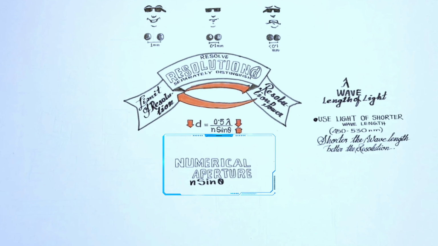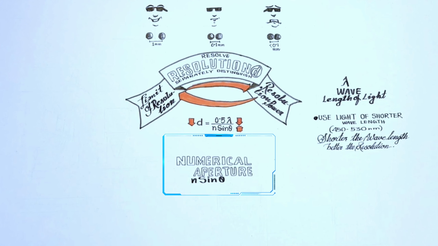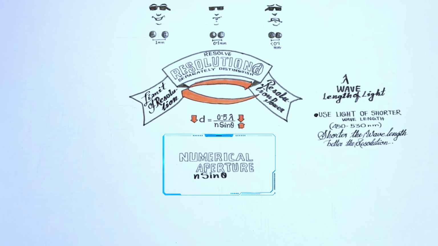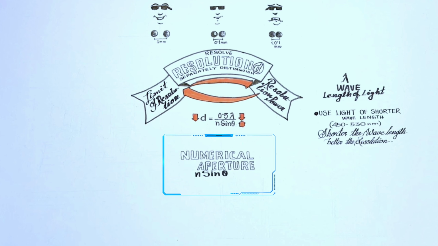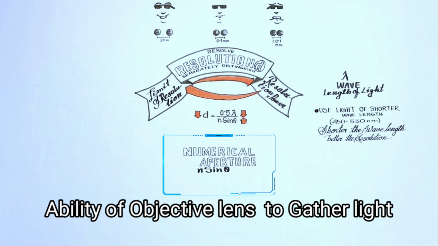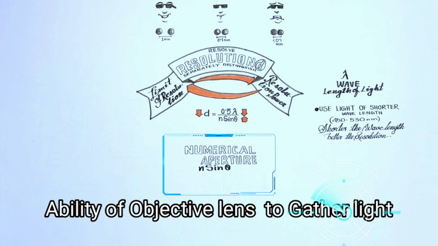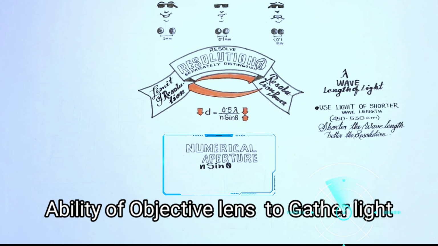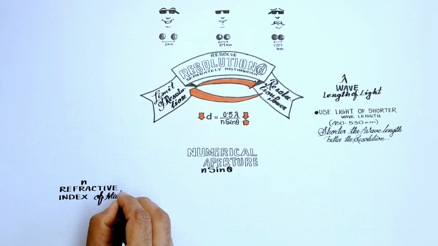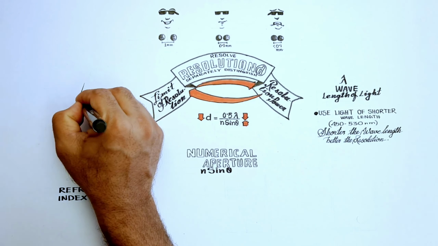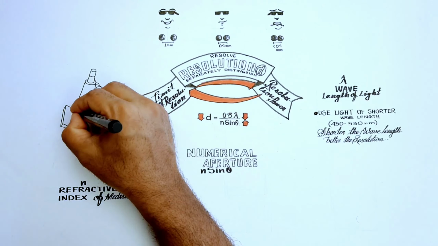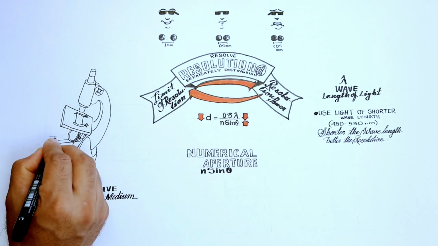Now let's incorporate numerical aperture, or n sin theta. We already know that we need a higher value of numerical aperture to achieve higher resolving power, to produce a highly resolved image with higher clarity. Numerical aperture is a measure of the ability of the objective lens to gather light, and it is, as we know, denoted by n sin theta, where n is the refractive index of the medium in which the lens works, and theta is defined as half the angle of the cone of light entering the objective.